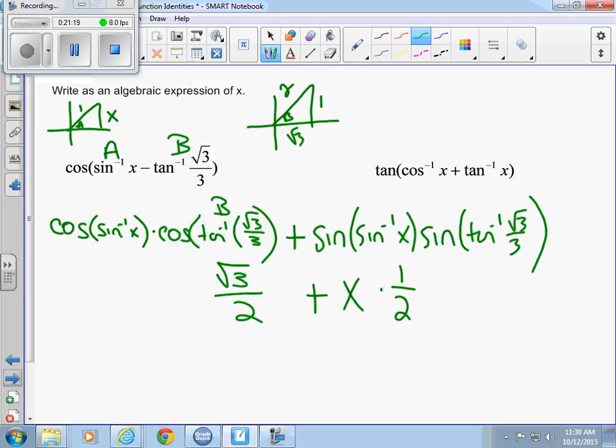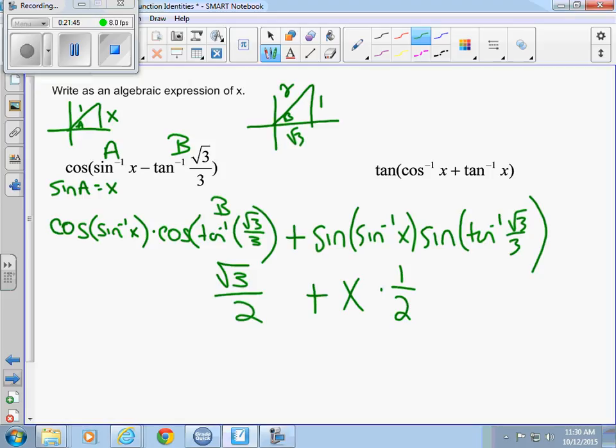Well, let's first find the third side. And how would I find the third side? So for sine inverse, remember this is the angle that makes sine equal x. So you have sine of some angle equals x. That's what that means. Right? So sine of angle A equals x, which is opposite over hypotenuse.